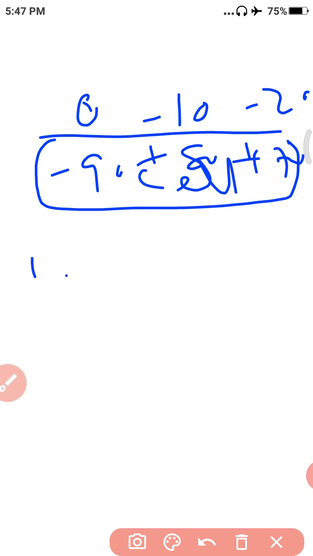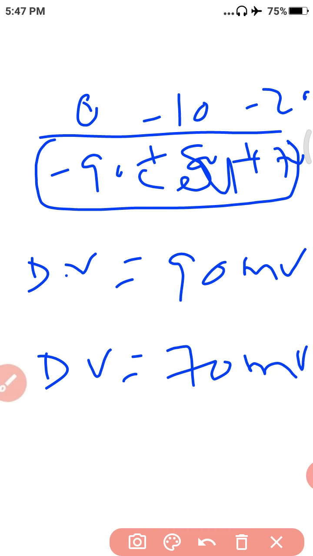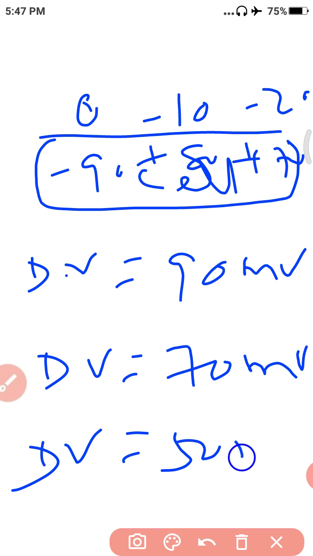The first differential output voltage is plus 90 millivolts. The second differential output voltage is minus 10 and plus 80, so you will get 70 millivolts. And the third differential output voltage is minus 20 plus 70, so you will get 50 millivolts.